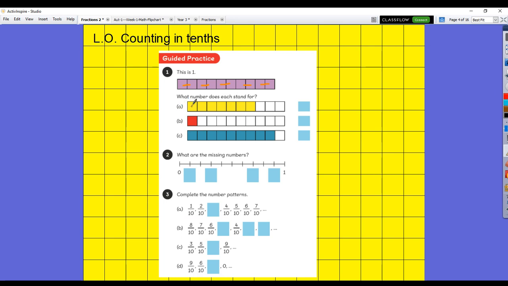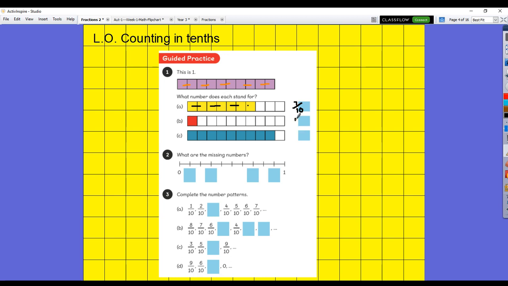So how many have we got here? How many are coloured? 2, 4, 6, 7. So we can write 7. And it's out of 10 still. 2, 4, 6, 8, 10. So we've got 7 coloured in, and there's 10 altogether. So 7/10. This one we know it's out of 10 already because it's all the same size.